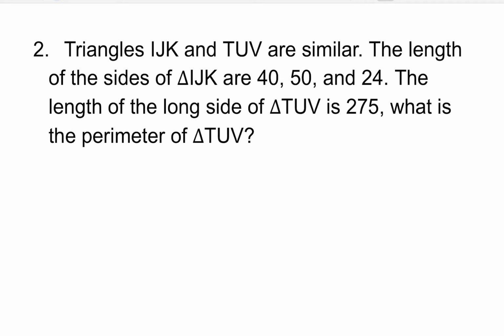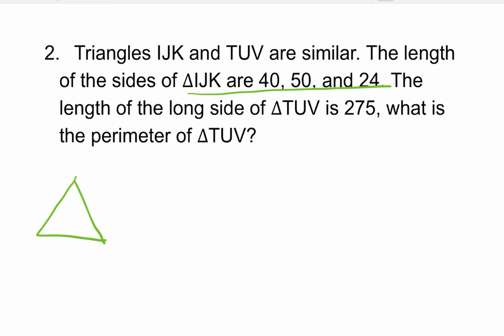Let's try number 2. This time we're given two triangles that are similar, IJK and TUV. We're given the sides of triangle IJK, and we are asked to find the perimeter of the other triangle. So let's draw the figure IJK and the other figure. Again, these figures are drawn to help us visualize the problem. It's not drawn for accuracy. So the lengths of the sides of triangle IJK are 40, 50, and 24.